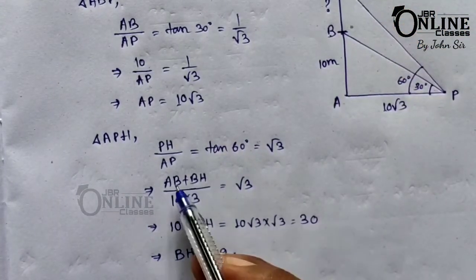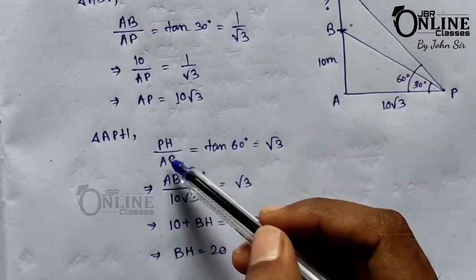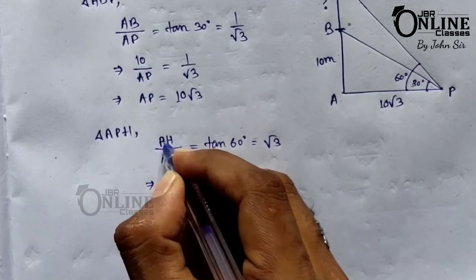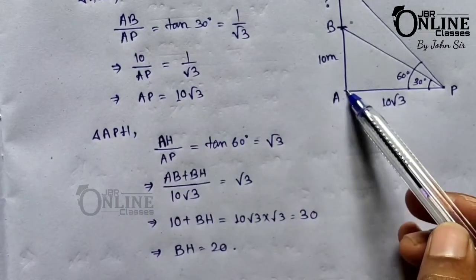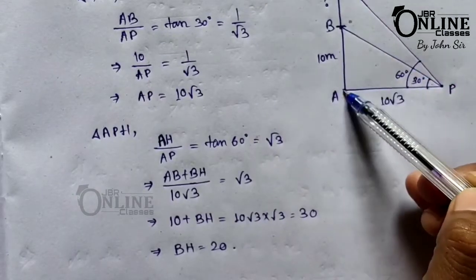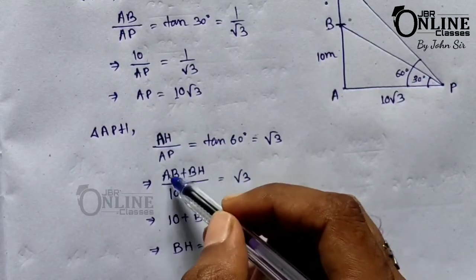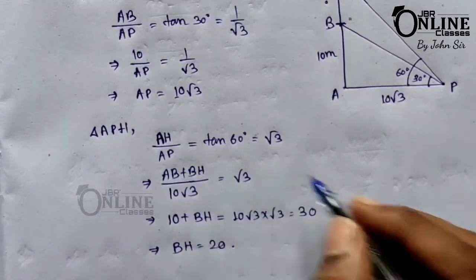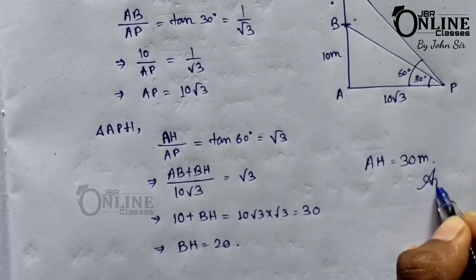So you can also find out the value of AH directly. Sorry, that is AH, not PH. Value of AH is the height of the helicopter from the ground. So you can directly find the value of AH, don't break it into AB and BH. So here AH equals 30 meter. That is the final answer.